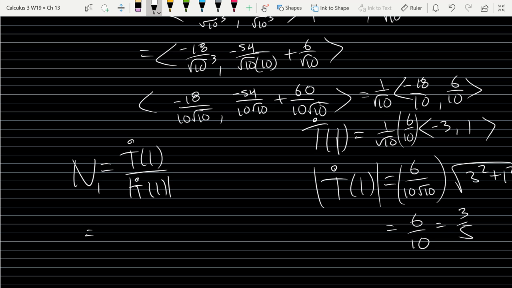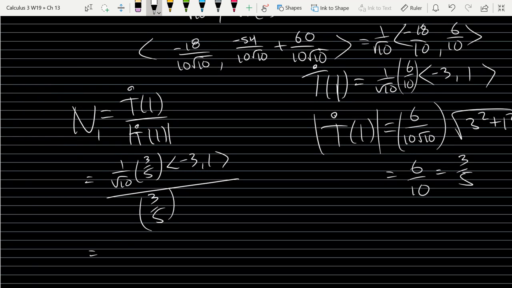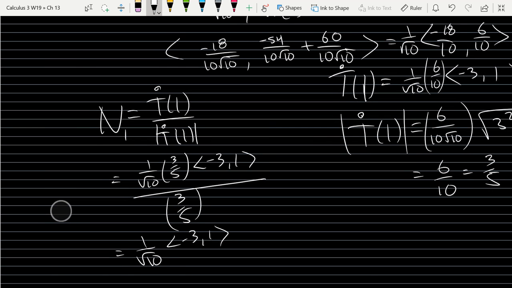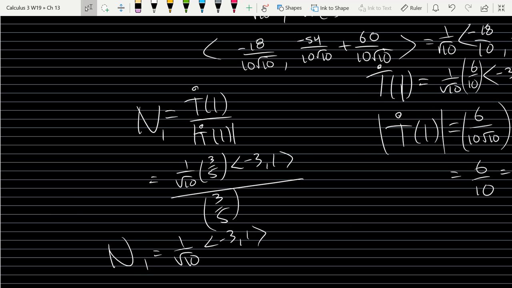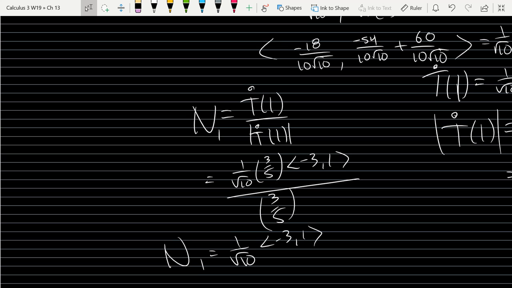So we have t dot of 1, which is 1 over square root 10 times 6/10, which is 3/5, times negative 3/1, divided by 3/5. So 3/5 cancels. So we have 1 over square root 10 times the vector negative 3/1. So that's n1. And if we would take the magnitude, we would get 3 squared plus 1 squared is square root 10 divided by square root 10. So this is magnitude 1. So that is n1 right there.